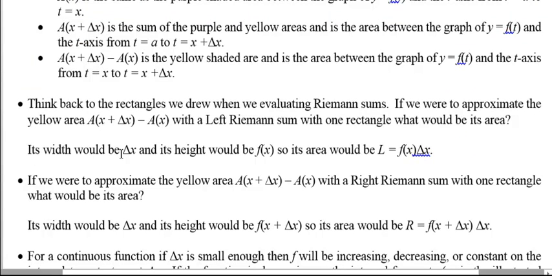Well, let's think back to the rectangles we drew when we evaluated Riemann sums. If we were to approximate the yellow area with the left Riemann sum with one rectangle, what would the area be? Well, the width would be delta x and its height would be f of x, so its area would be L, which is f of x times delta x. So, if we were to approximate the yellow area, which is A of x plus delta x minus A of x, with a right Riemann sum, what would it be?